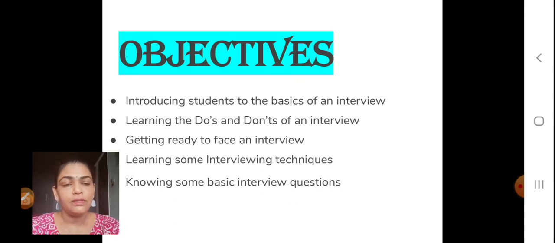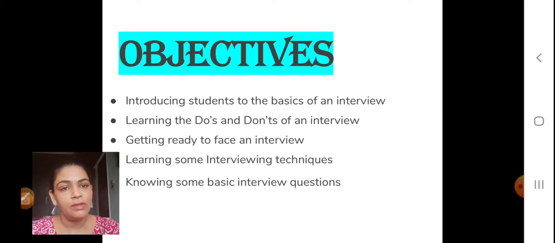The objectives of this presentation are, first, introducing students to the basics of an interview. So first we'll be learning about interview. What is interview and what are we supposed to do in an interview? Second, learning the do's and don'ts of an interview. Now we have many questions about what to do and what not to do during an interview. So we will be talking about the do's and don'ts.